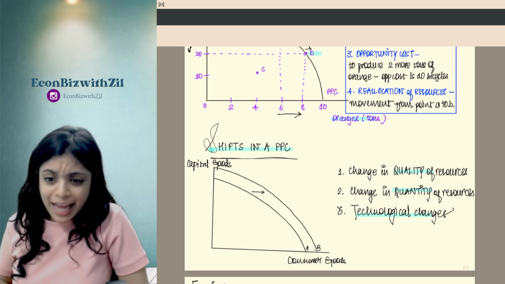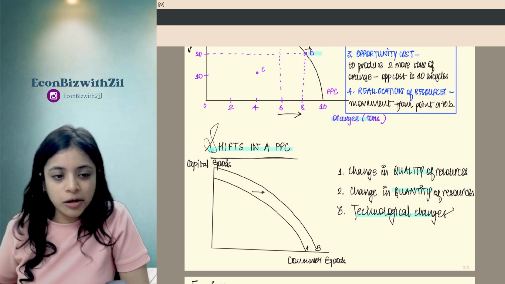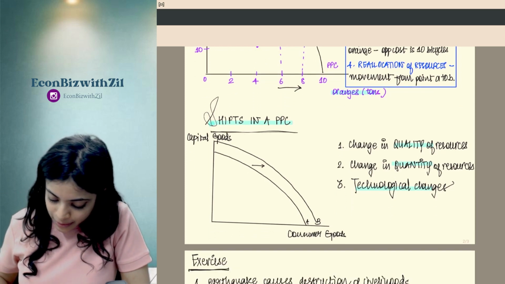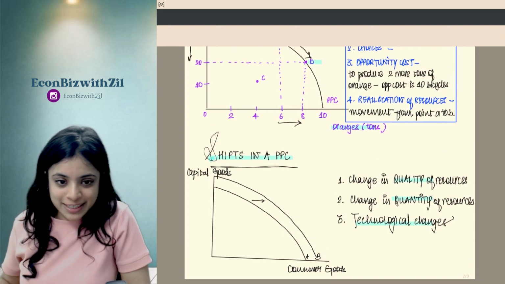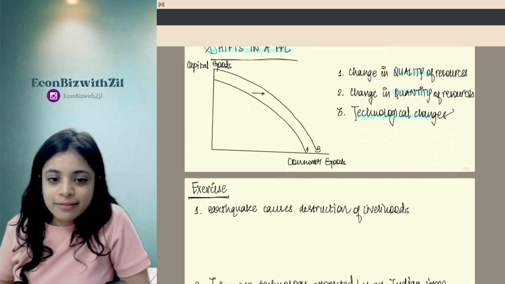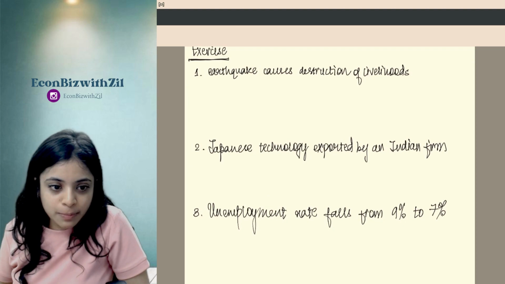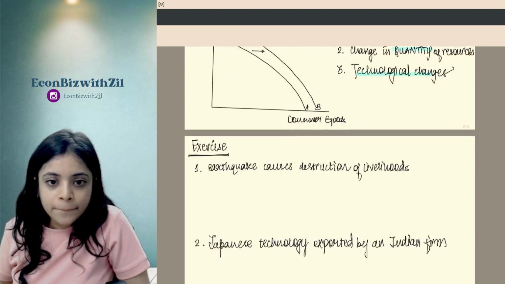Okay. And don't worry, I'll actually take you through how to really write paper 2, but this is just a very quick tip. So yeah, this is what a shift in PPC is. Let's test ourselves a little. I have a small exercise where I have three aspects that I'm considering.